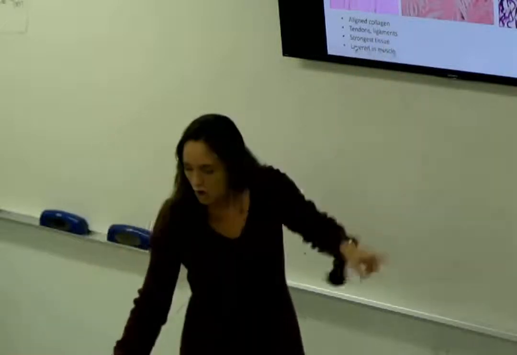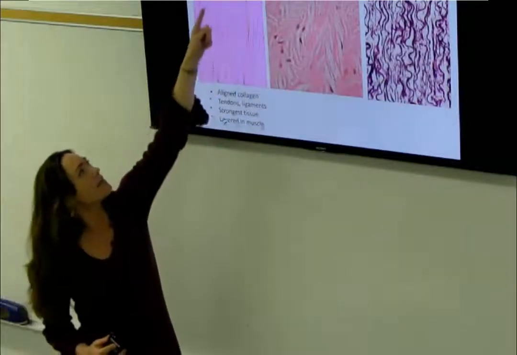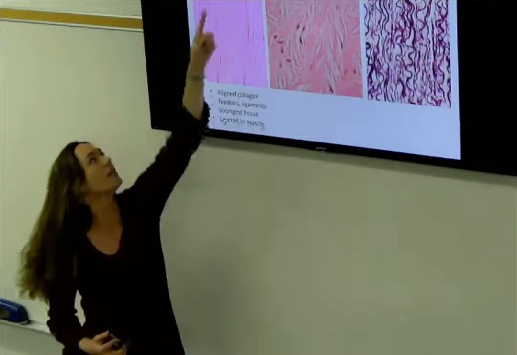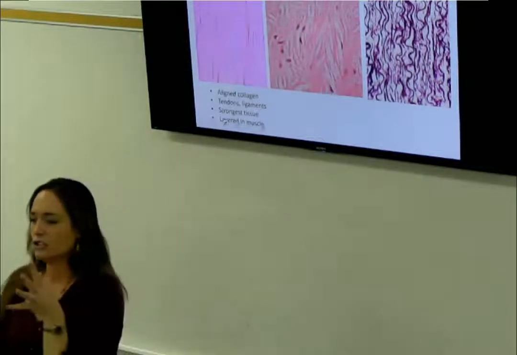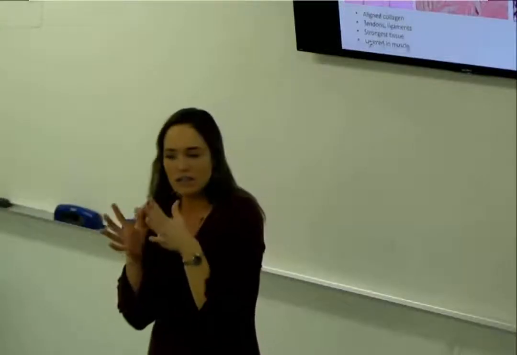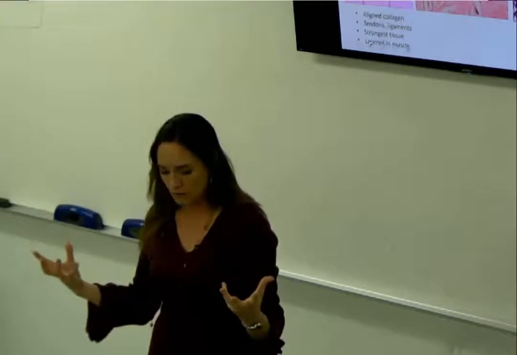And it's so full of collagen, that's the pink stuff, that the cell nuclei are these flattened black lines. They're just so full of collagen that it mushes the nucleus off to the side and flattens them down because it's so packed full. That's why it's so strong.